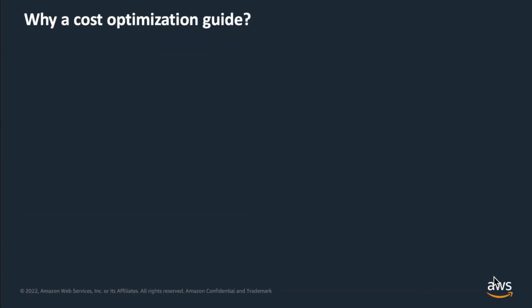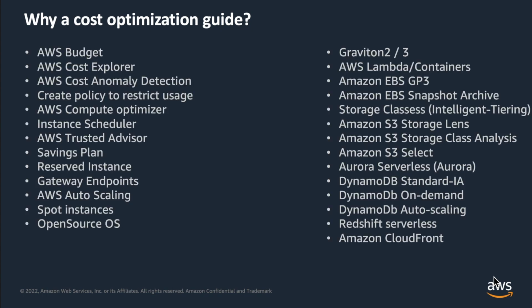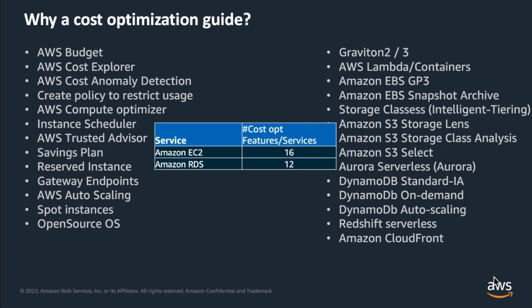So why did we build this cost optimization guide? Basically, it's a list. Not everything is included here, but these are the tools, features, and things that you can use in AWS to help you cut costs on specific services. Depending on the service you want to reduce costs for, you're going to have to use a mix of those tools and functionalities. As an example, for EC2, you'll have to use 16 of those things that you can see here on the screen.